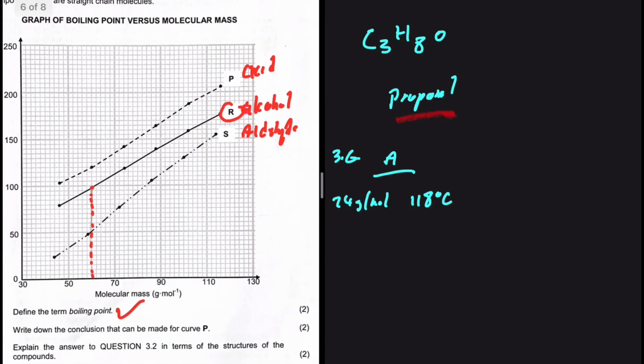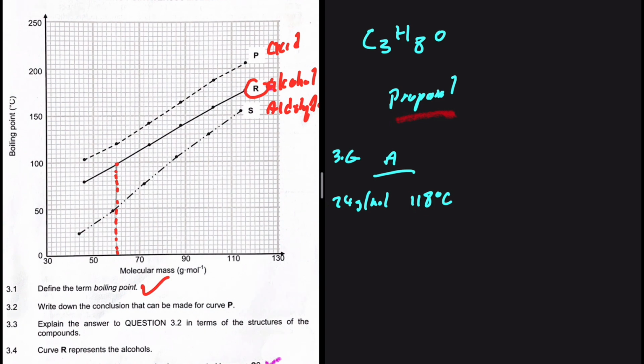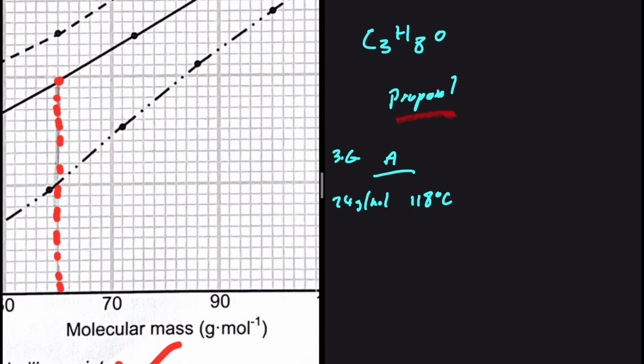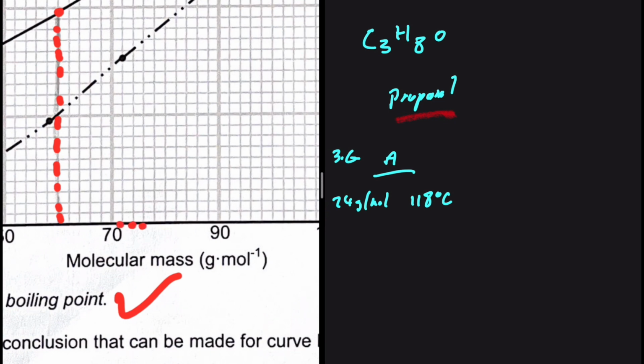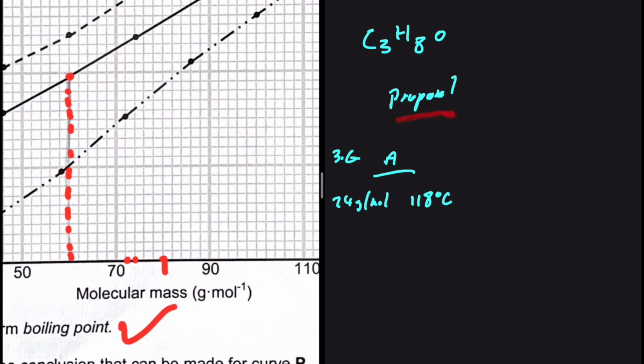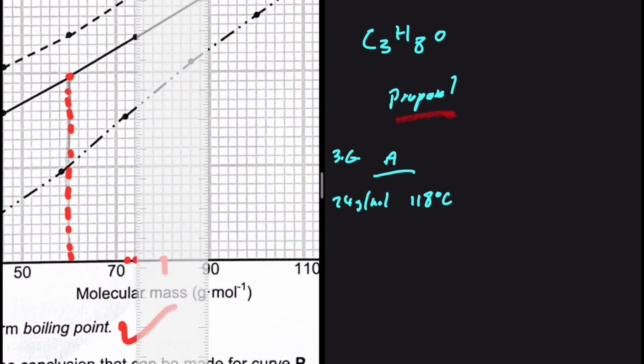Okay, so let's go to our graph. The molecular mass is 74. How many blocks do we have? 1, 2, 3, 4, 5, 6, 7, 8, 9, 10. Okay, so we have 10 blocks between 70 and 90. So 1, 2, 3, 4, 5 should give us 80. So we have 80 right here. That tells me that 1, 2 should be 74. So if I want to find a compound with a molecular mass of 74 grams, then I need to draw a line like that.